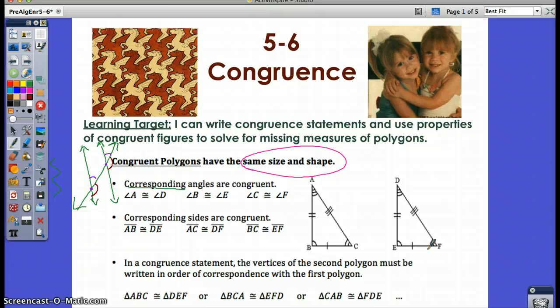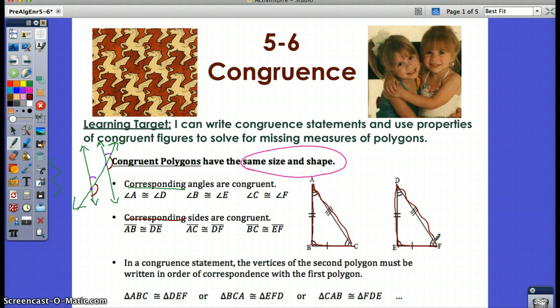You also know then that corresponding sides are congruent. So side AB looks to me like the second longest side would correspond to the second longest side over here, which would be side DE. And side BC, the shortest side, would correspond to the shortest side over here, side EF. And then the longest side over here, side AC, would correspond to side DF over here.